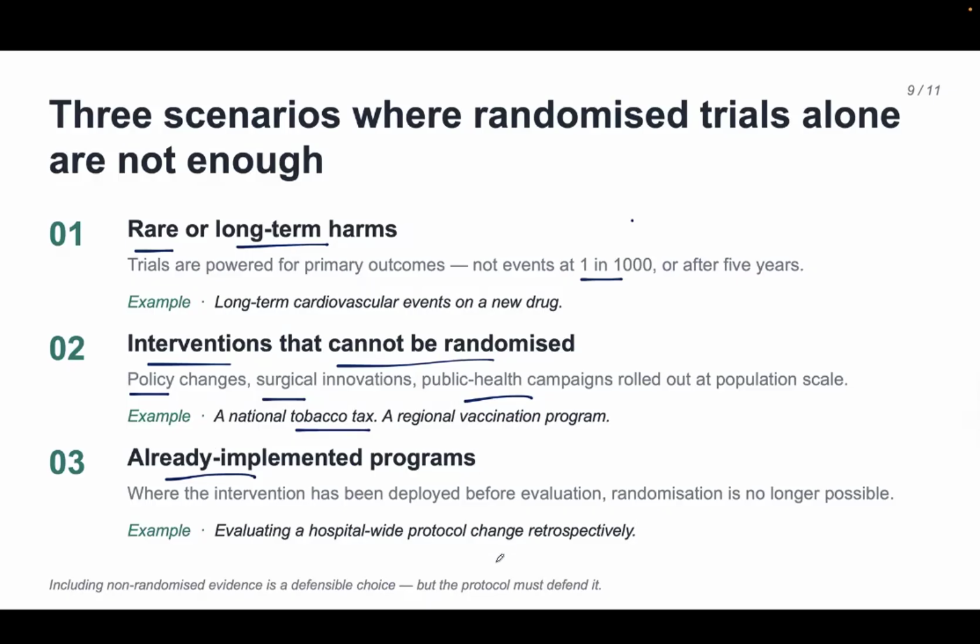Including non-randomized evidence in these cases is appropriate, but it comes with a cost. Heterogeneity will be greater, confounding is harder to rule out, and our conclusions will be more uncertain. But we need to be explicit in our protocol about why we are including these studies and how we are going to handle them.